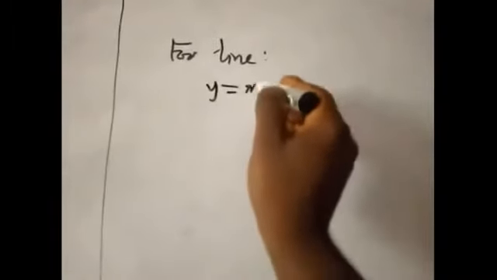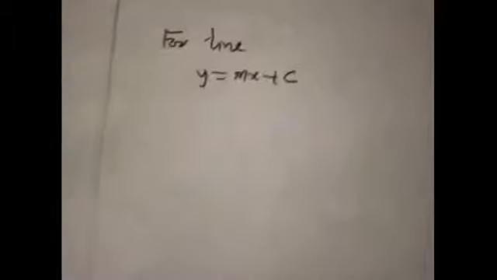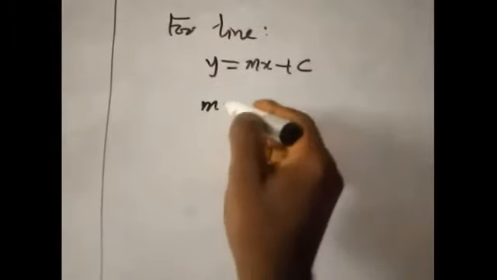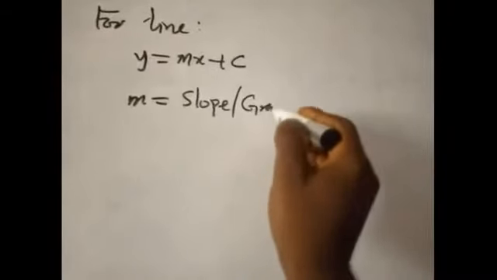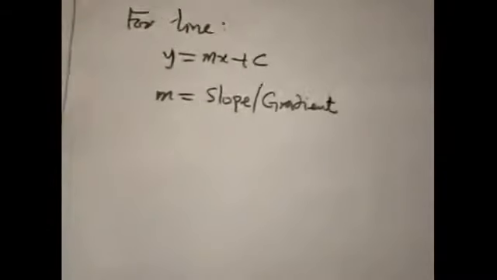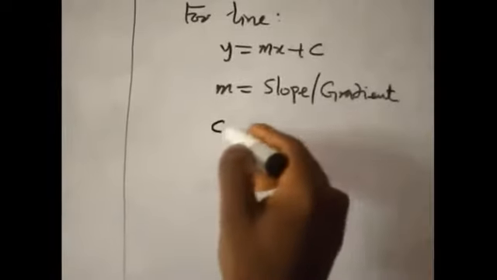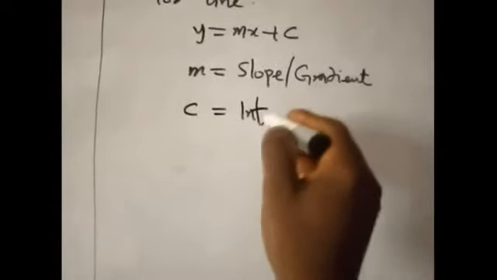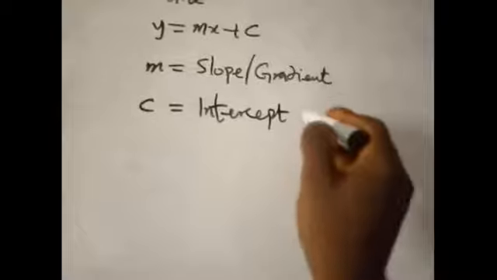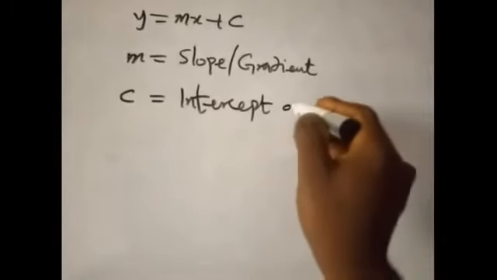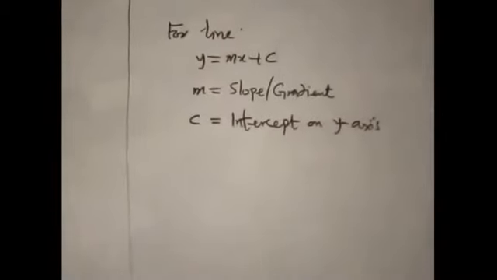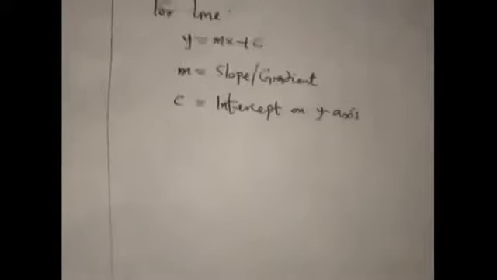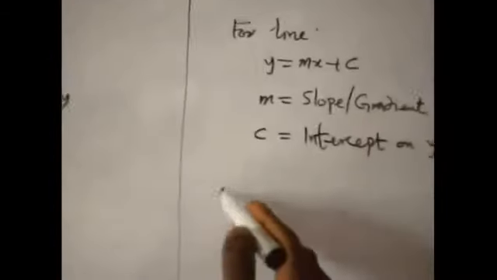Let's look at the line y equals mx plus c. m is called the slope, which is called the gradient. Then c is the intercept on the y-axis.